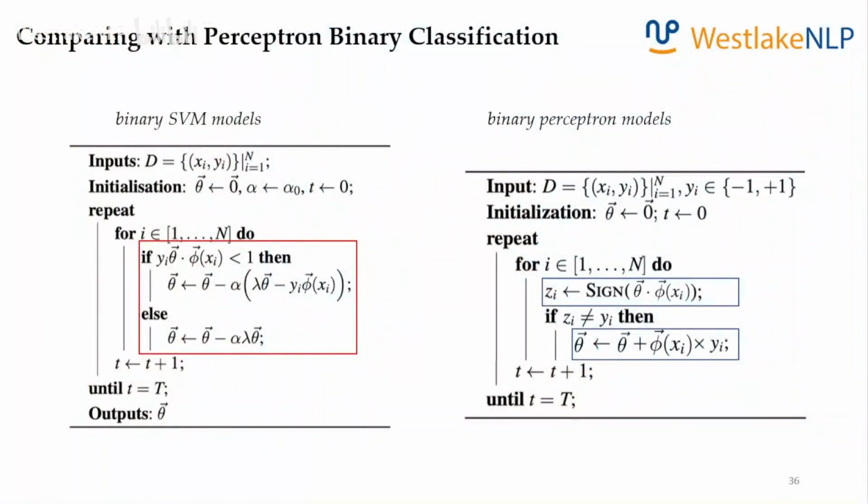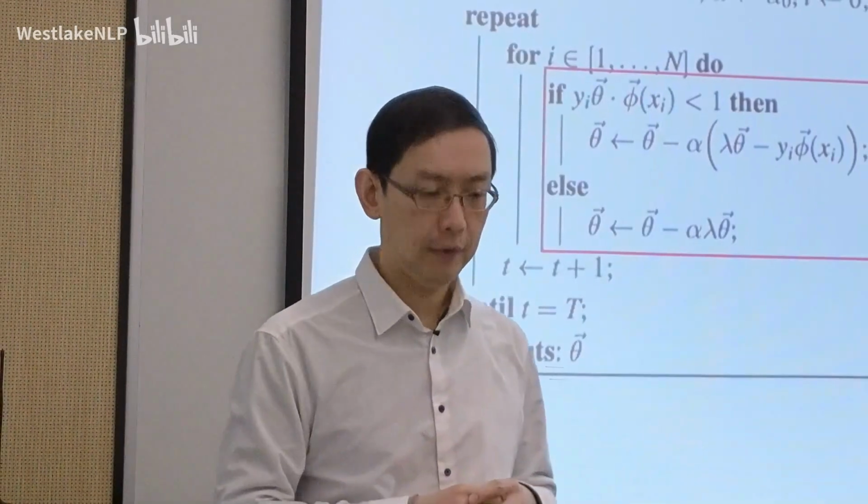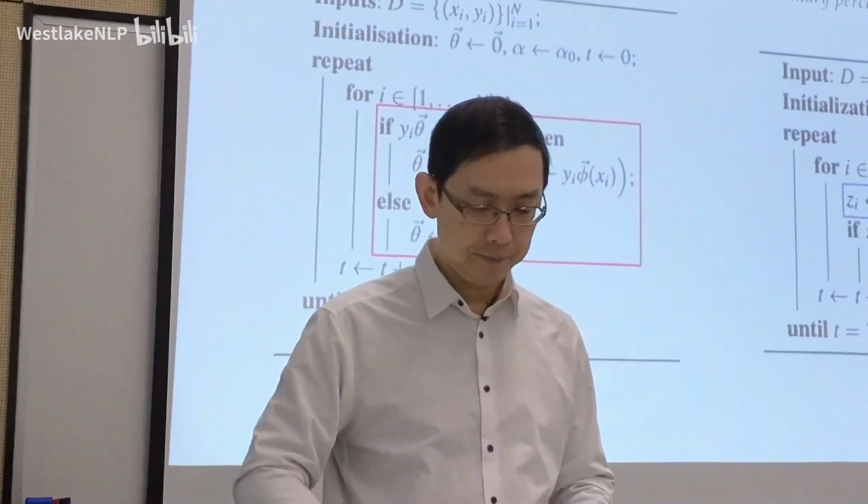But SVM has another term. It subtracts lambda theta from theta. It shrinks theta. What does that do? I'll talk about it later. So two differences, right? At least two salient ones. One is that SVM is more conservative in the condition. The second one is that SVM always shrinks theta. But otherwise they are the same.